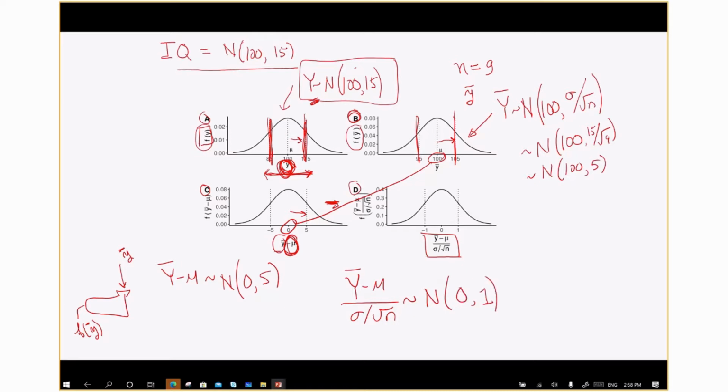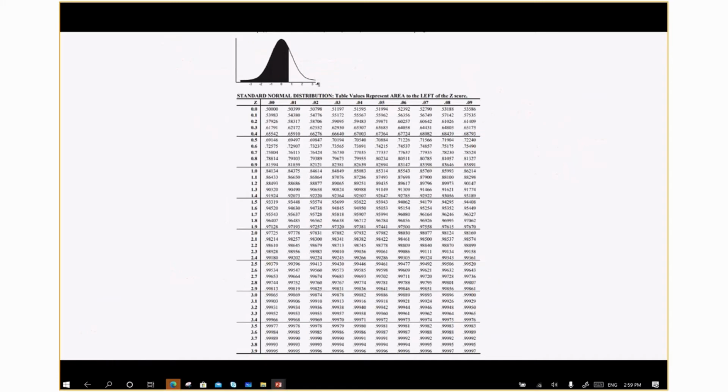And we've really seen all this before. It's just a reminder that if we have this random variable, Y bar minus mu divided by sigma over root n, you're going to have a standard normal distribution. And the standard normal distribution is important because that's what enables us to use the Z table, the standard normal table. So here we have our standard normal table.